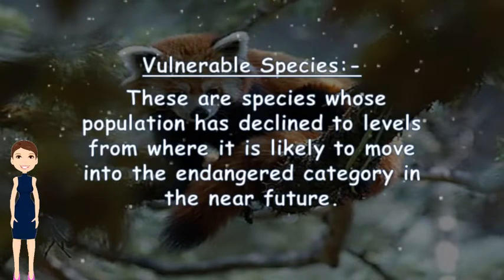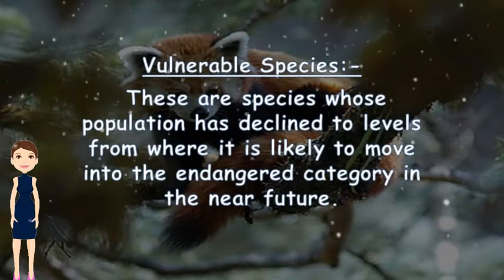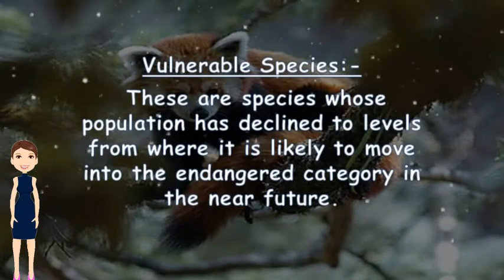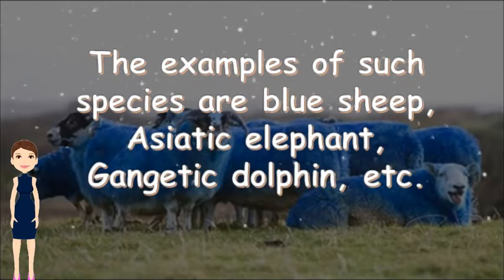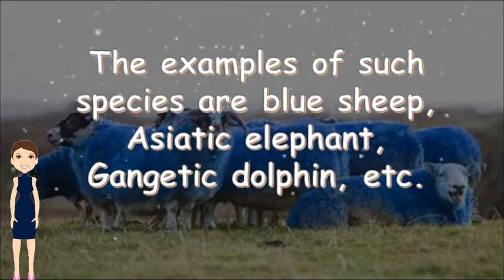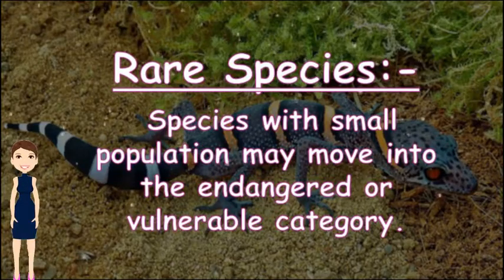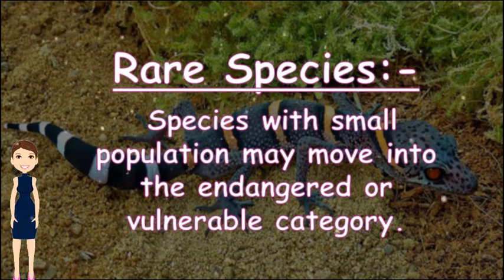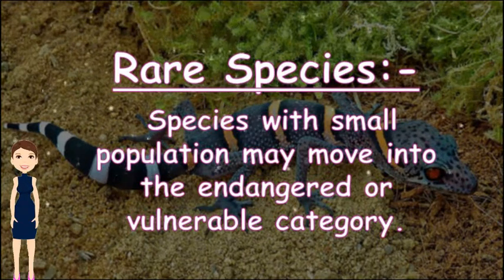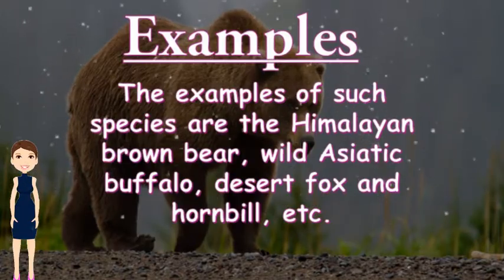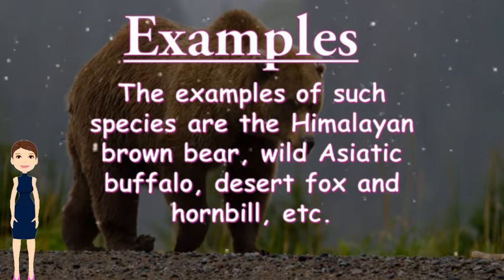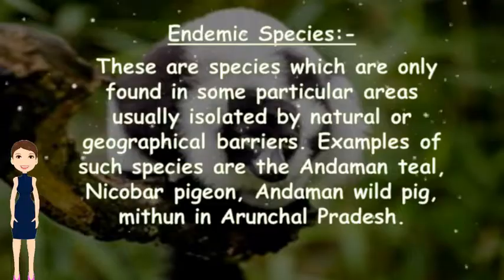Vulnerable species: these are species whose population has declined to levels from where it is likely to move into the endangered category in the near future. Examples are blue sheep, Asiatic elephant, Gangetic dolphin, etc. Rare species: species with small population may move into the endangered or vulnerable category. Examples are the Himalayan brown bear, wild Asiatic buffalo, desert fox and hornbill, etc.